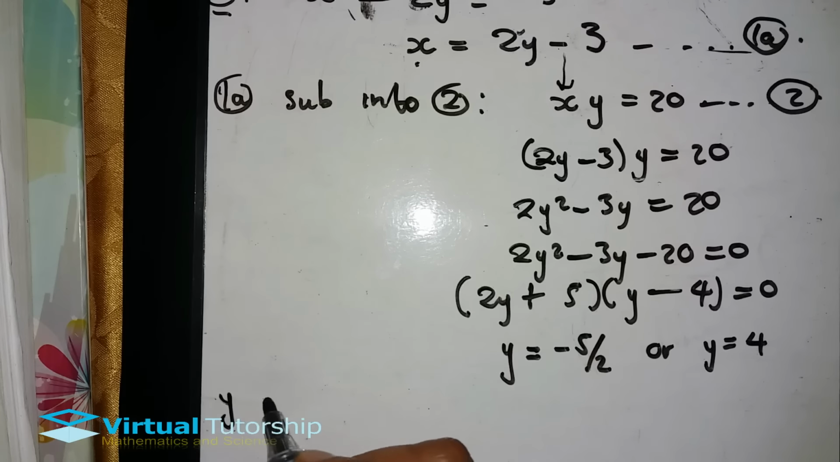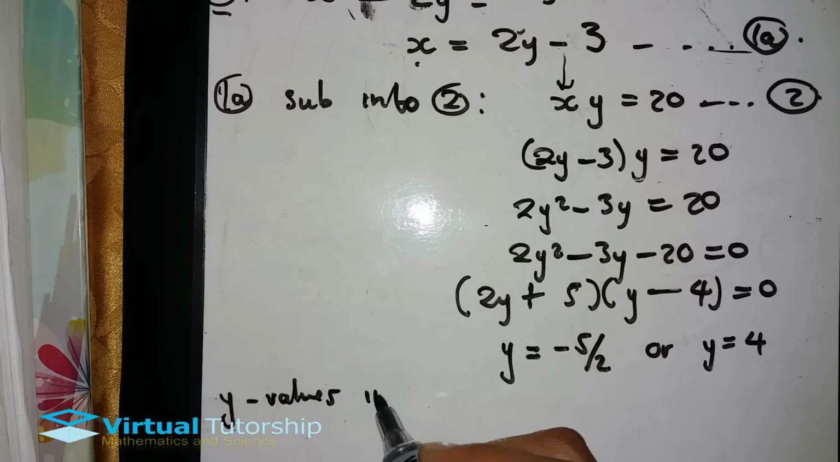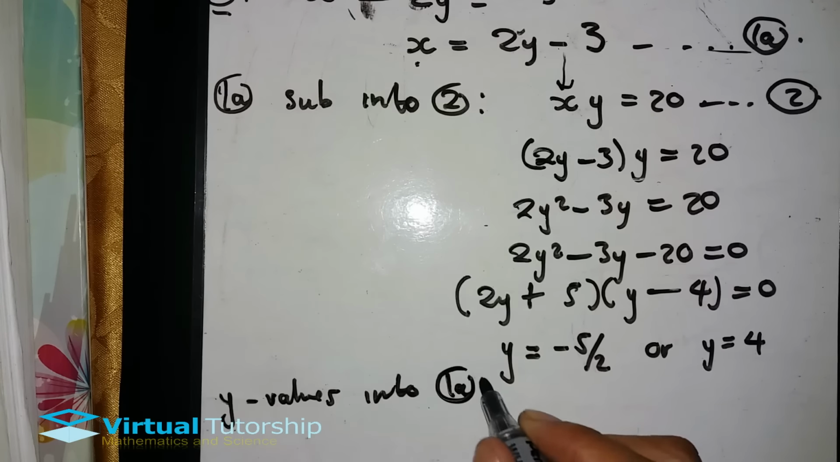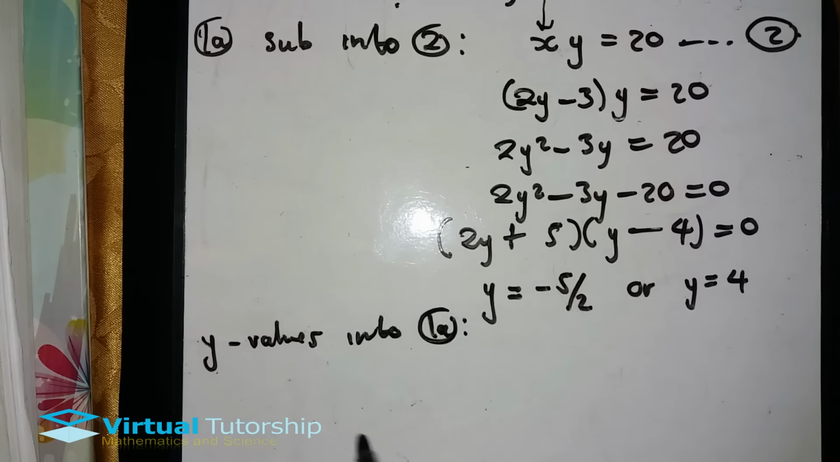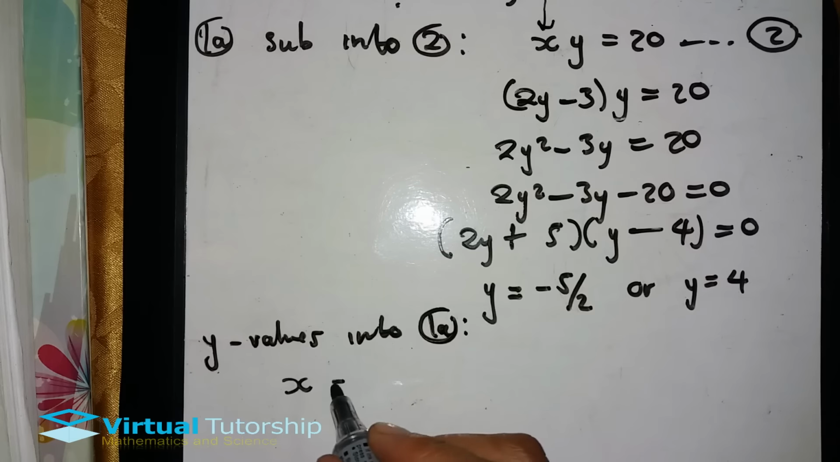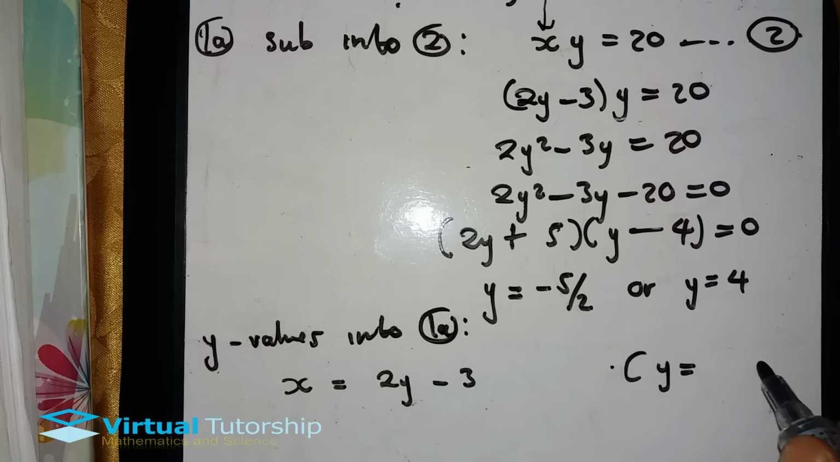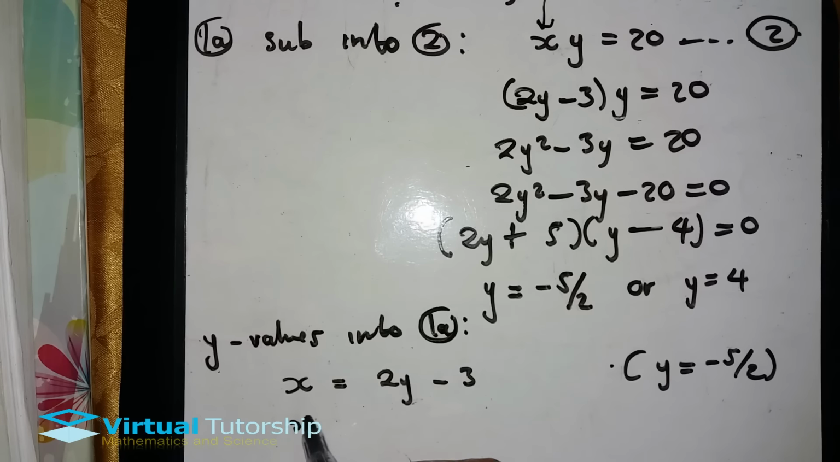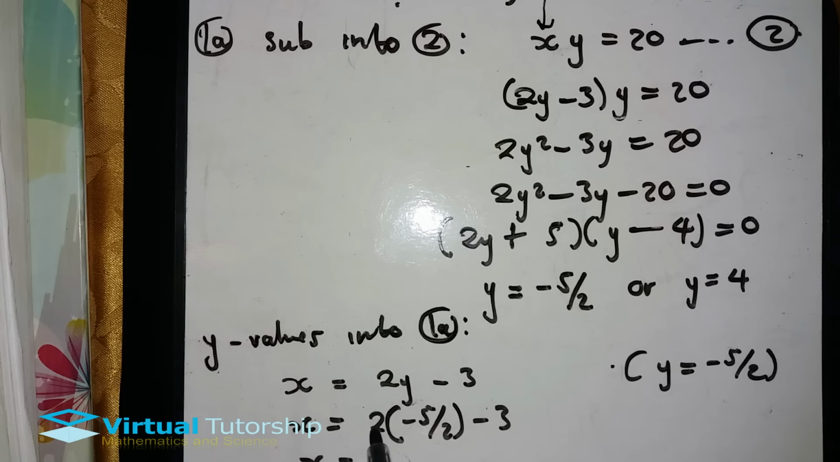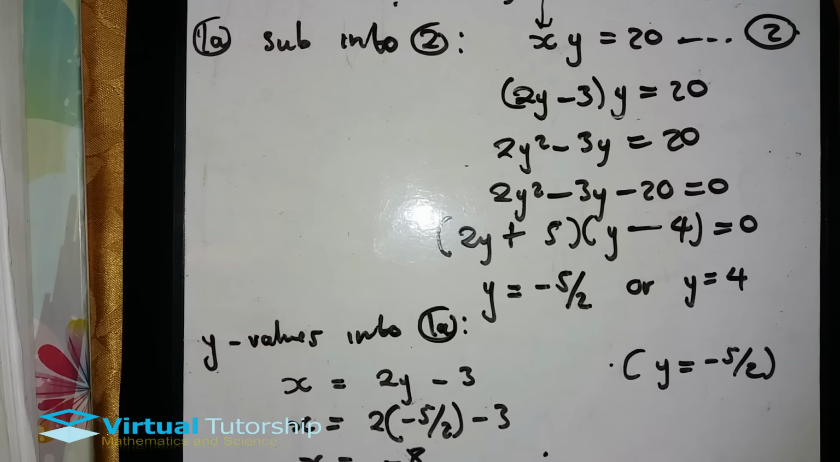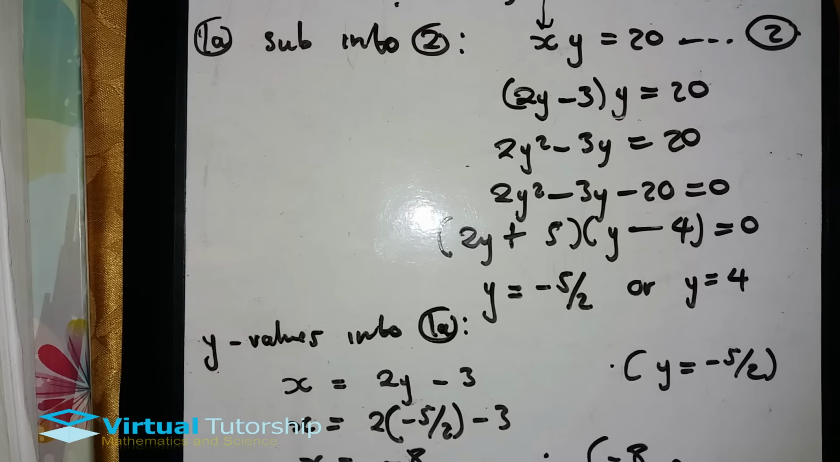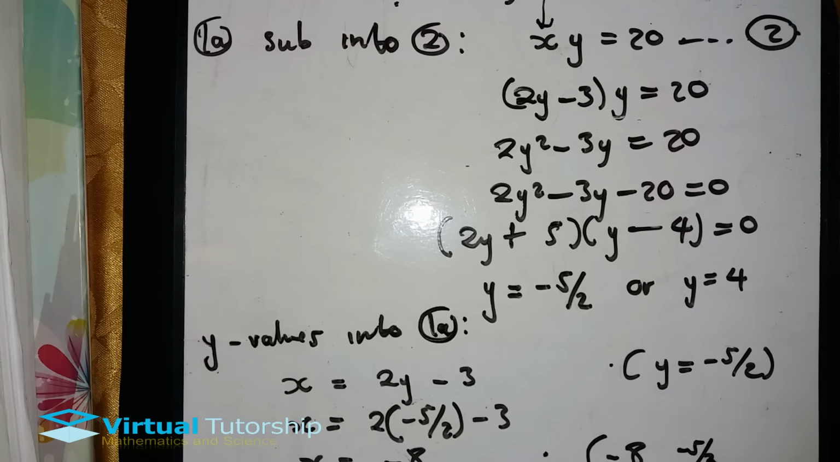So the y values into 1a will give me the x values. So x value is equal to 2y minus 3, where y equals minus 5 over 2. So when I substitute I find that it's 2 times minus 5 over 2, negative 3. My x will be equal to 2, cancel out the 2, it's 5, minus 5 minus 3, it's minus 8. Therefore the first pair will be minus 8 and minus 5 over 2.